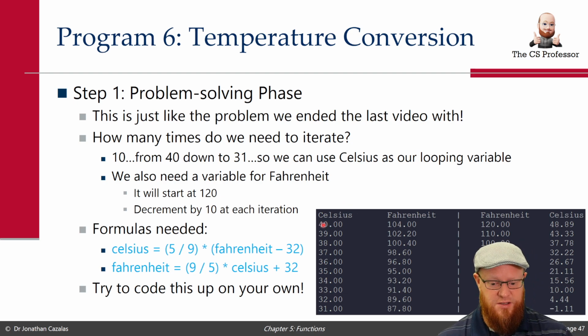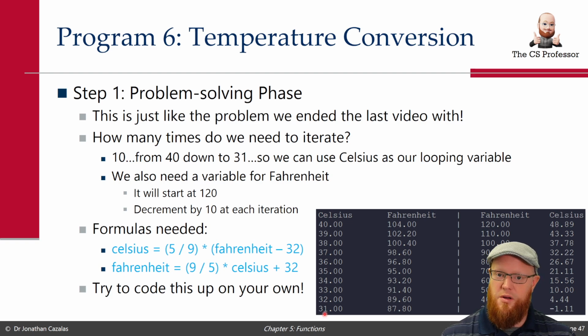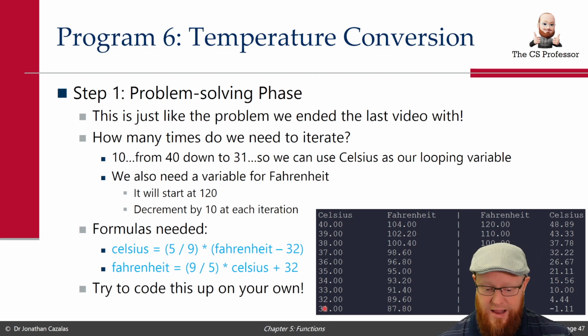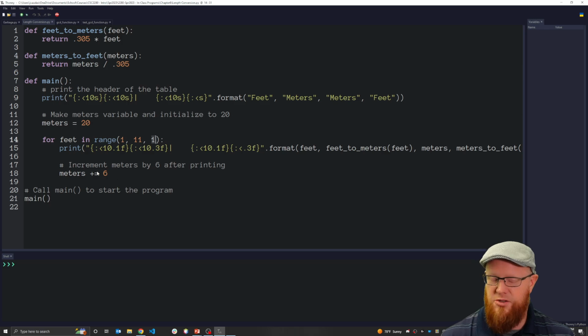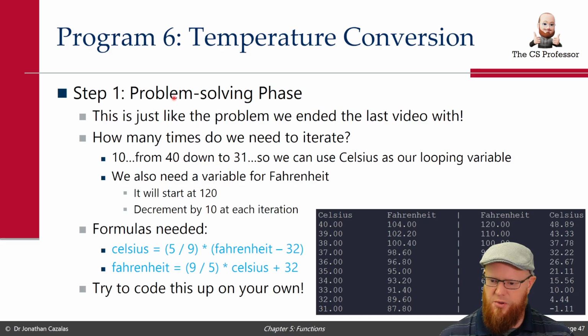Here I see Fahrenheit is going to start at 120, and it decrements by 10, so that's going to be different. Here the Celsius is going to go from 40 down to 31, including 31, a step size of -1. Interesting. So we need to be careful there. And it's pretty much the exact same program, so be comfortable with this. Make sure we understand that we're going to use Celsius as the looping variable. We're going to go from 40 down to 31.